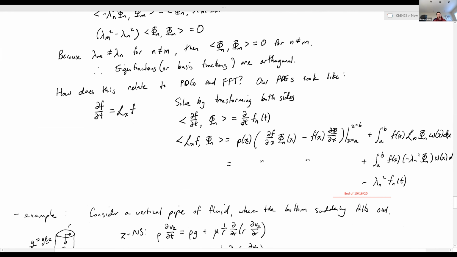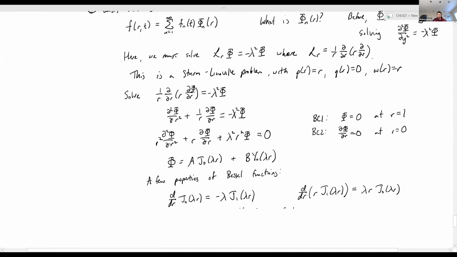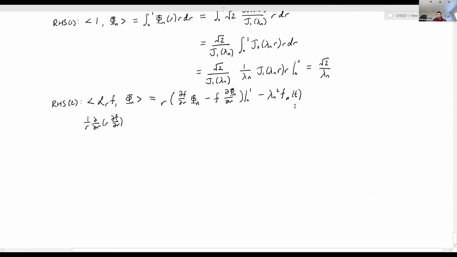In our case here, p of x is equal to r, and so that's where that r comes from. And then all this stuff in here is still the same. In our case, w of x is equal to r. And so this is basically where this all comes from. And as before, we can evaluate, here, let me make this a little more clear, from r equals 0 to r equals 1. We can evaluate this whole term at r equals 0 and r equals 1 using our boundary conditions of the basis function and the function itself and the PDE itself, and show that all these terms actually go down to 0.